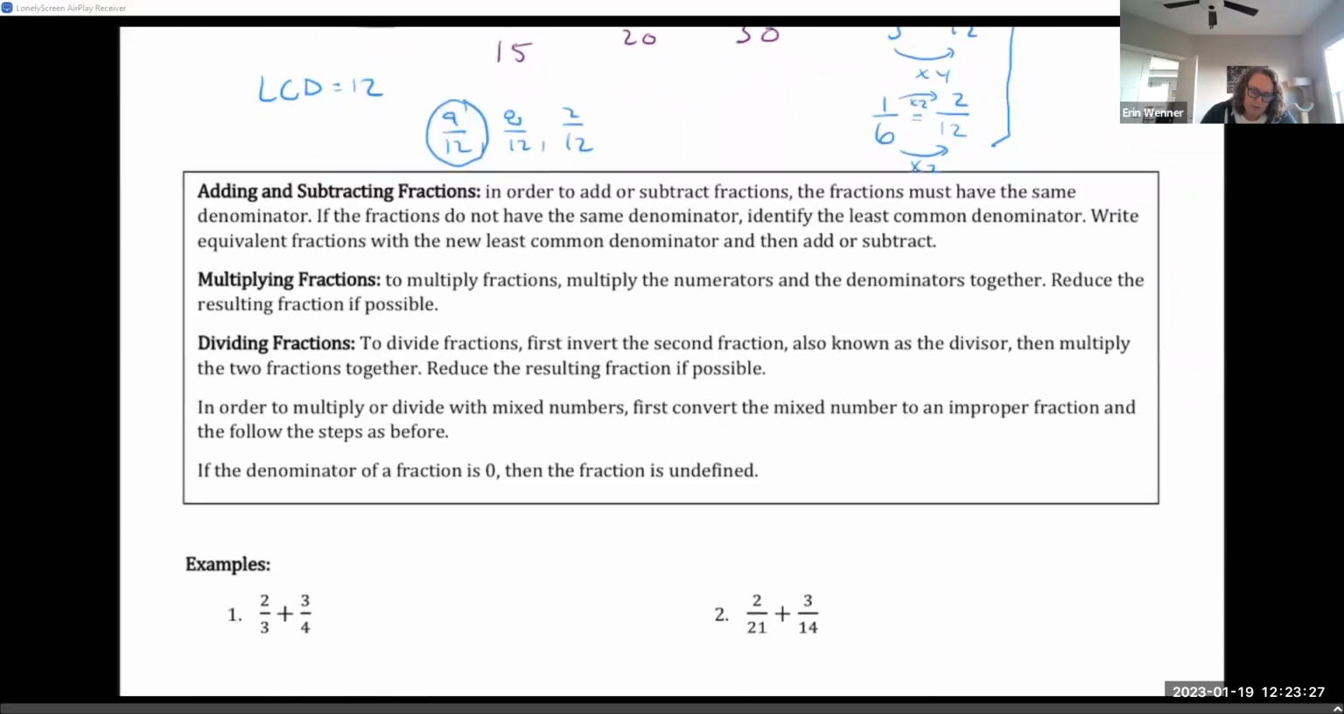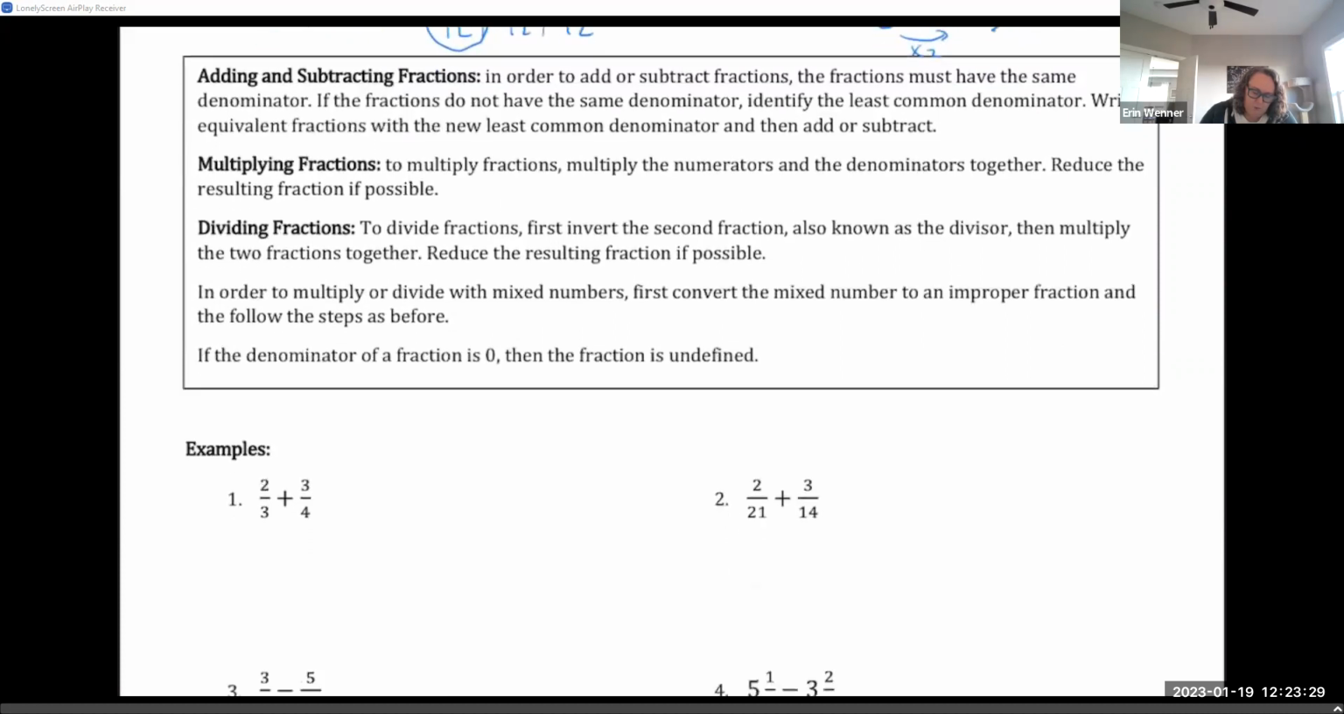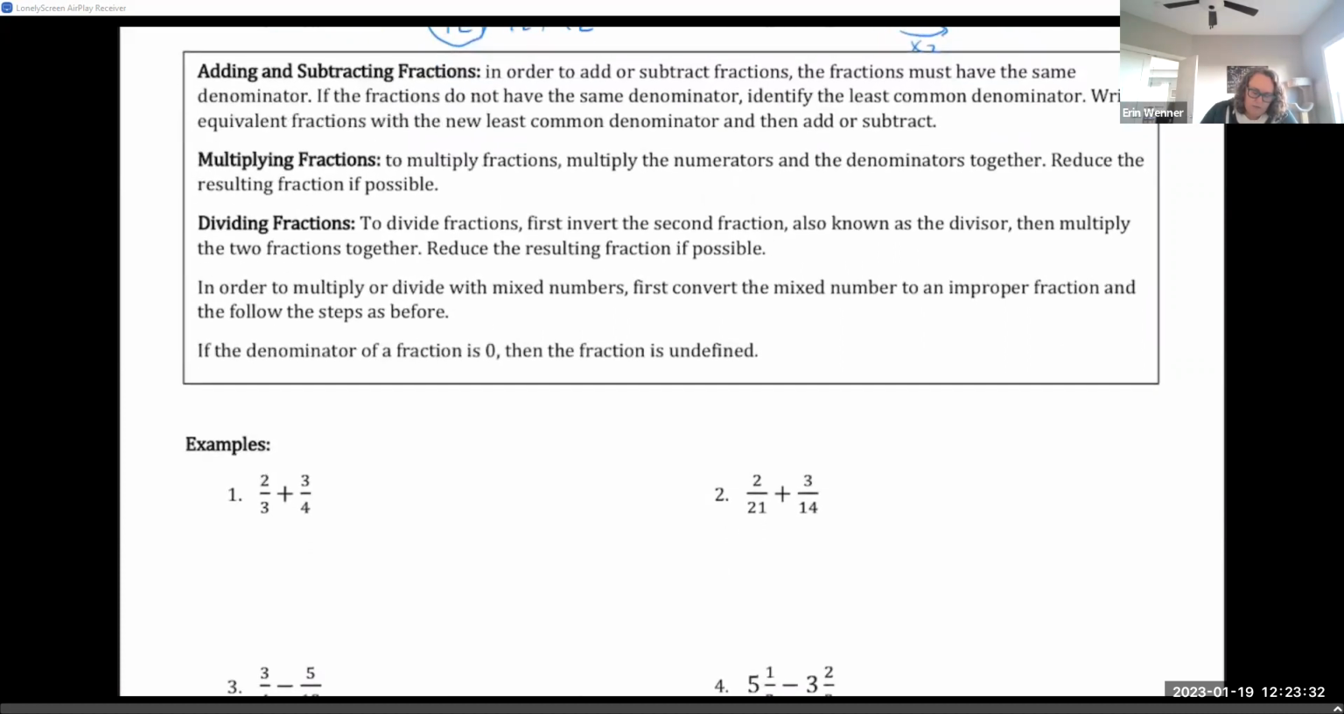So before I talk about multiplying and dividing, let's just focus on adding and subtracting. So if I have 2/3 and 3/4, again, I need to add these together. They need to have a common denominator. We already know from the past example that the smallest number that both 3 and 4 divide into is 12. So the least common denominator is going to be 12. So I can take 2/3 and I can multiply it by 4/4.